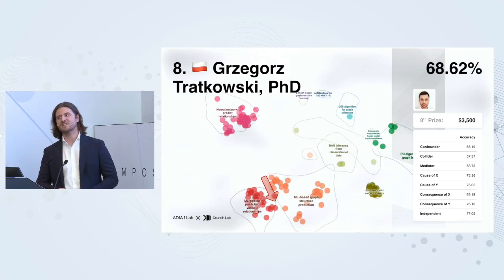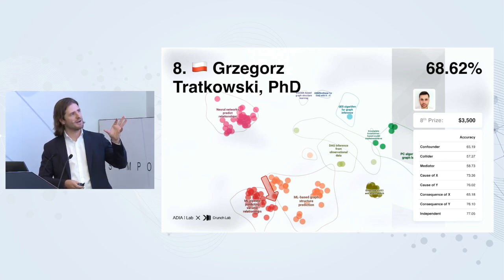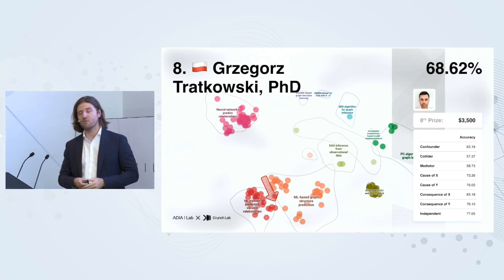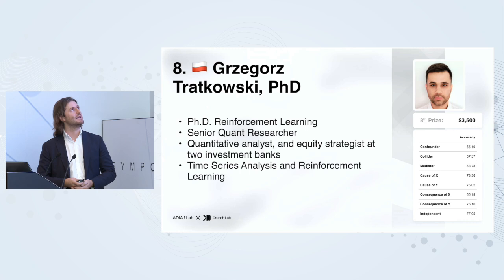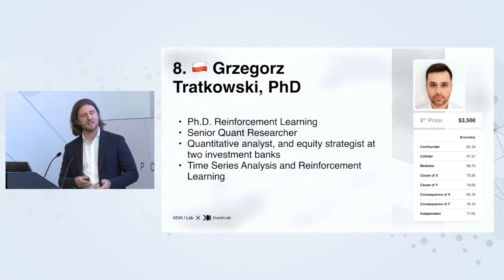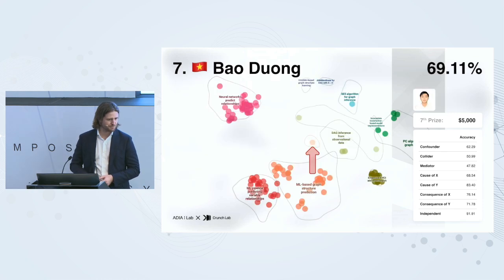Congratulations, guys. On the 8th position, we have Gregor Tratovsky, who reached 68.62% with a solution that is between an ML-based graph and an ML pipeline, more of a traditional approach, but that overperformed the other players. Gregor has a PhD in reinforcement learning. He is a senior quant researcher in the US. He works in equity at several banks and is especially focusing on time series analysis and reinforcement learning. So congratulations, Gregor, for this amazing job.